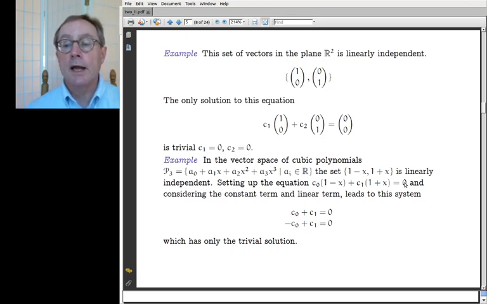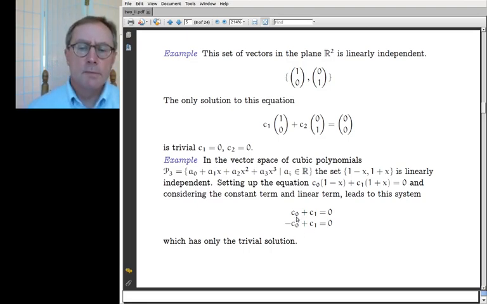So there I go. I have a linear combination of the two on the left, and the zero polynomial on the right. That leads me to ask what's the constant term on the left, what's the constant term on the right? That gives me an equation. What's the coefficient of x on the left, and on the right? That gives me an equation. There's also an equation for x squared and x cubed, but it just says 0 equals 0, so I left it out. When you look at this system, c0 plus c1 equals 0, minus c0 plus c1 equals 0.